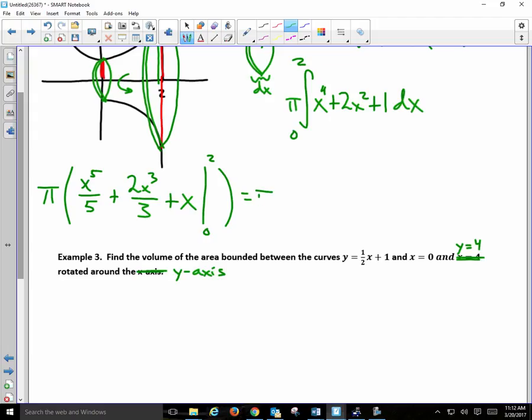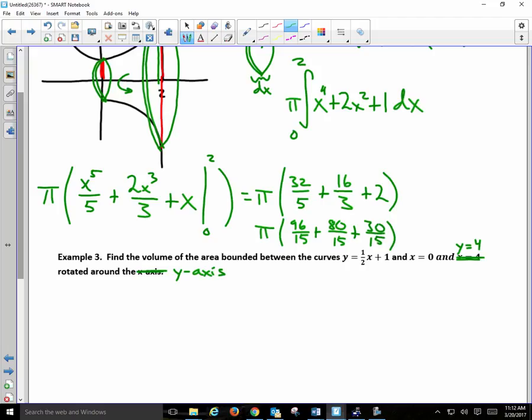Plug in 2, and we get 32 over 5 plus 16 over 3 plus 2. What's our common denominator? 15, so multiply top by 3, I get 96 over 15. Top and bottom by 5, get 80 over 15. And top and bottom by 15, I get 30 over 15. So the exact volume is 206 pi over 15.